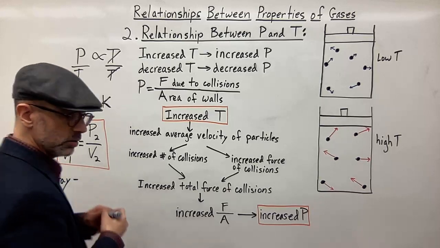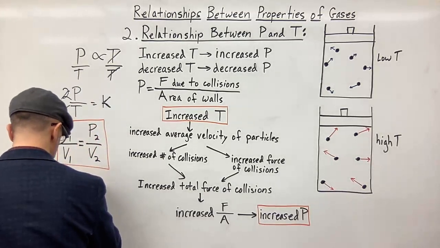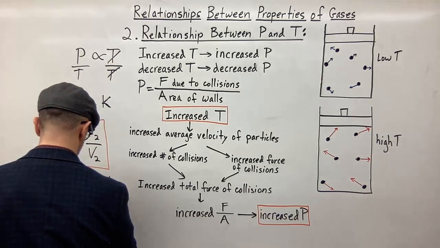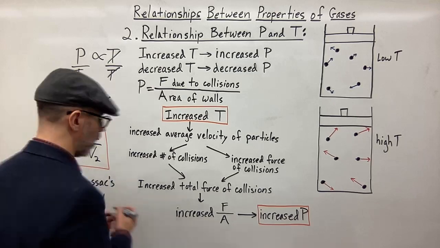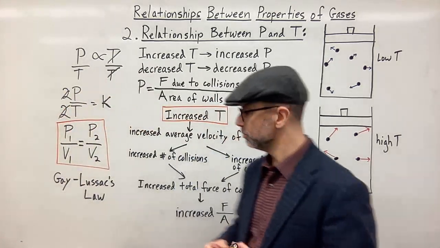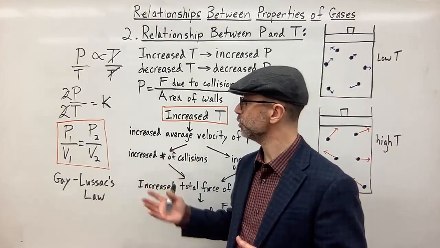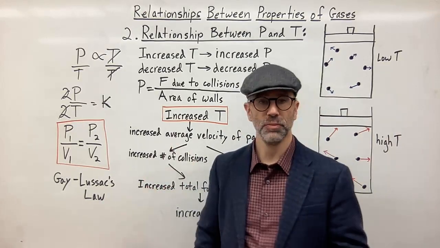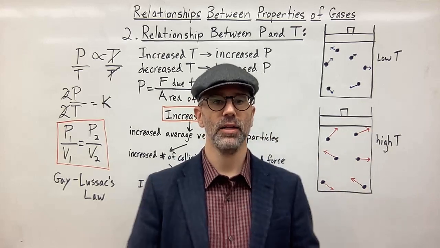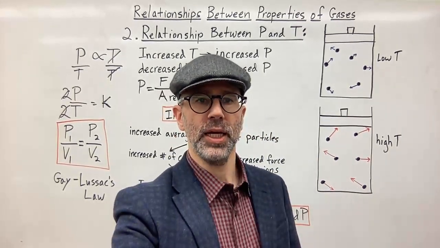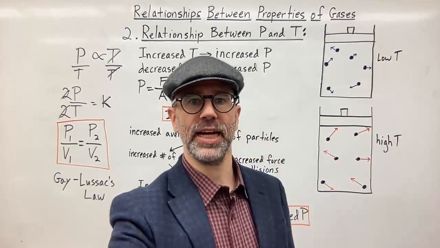Okay, Gay-Lussac's law. P1 over V1 equals P2 over V2. Okay, let me double check to make sure I spelled that correctly. Yes, I did. So let's move to the next relationship.